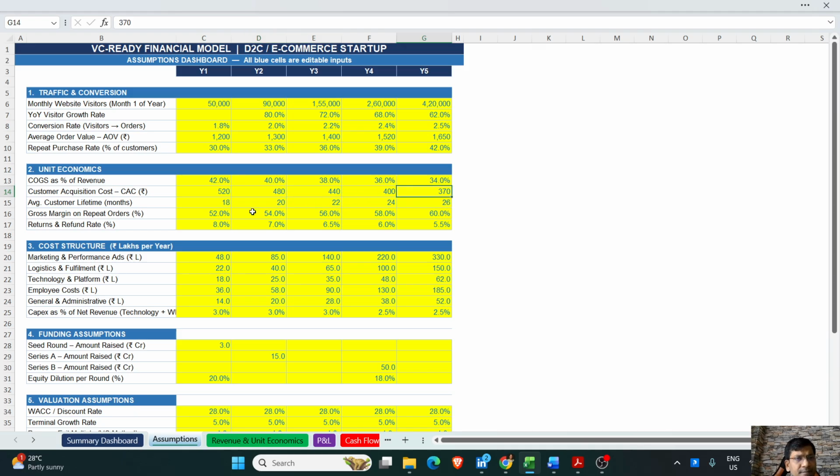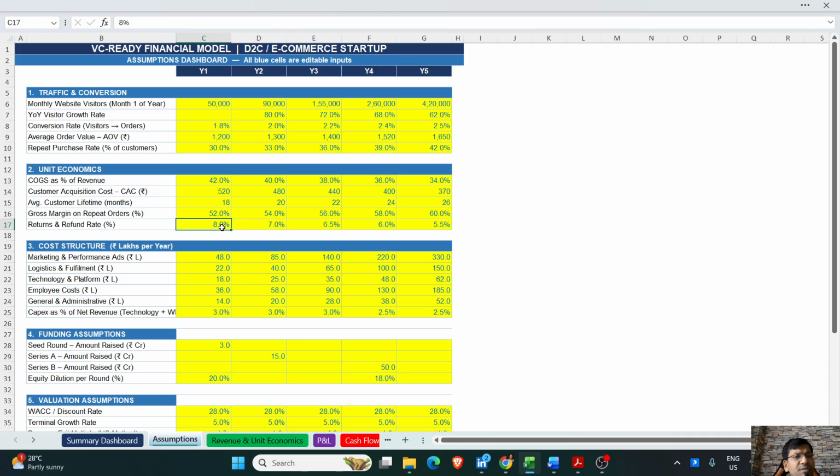You also have, let's say, the customer's lifetime value, which is a metric that tells you, if someone comes after spending a lot of money to acquire that customer, for how long that person remains with the company. Then we have the gross margin on repeat orders, which again is a metric, and then how many of the orders get refunded and returns happen.